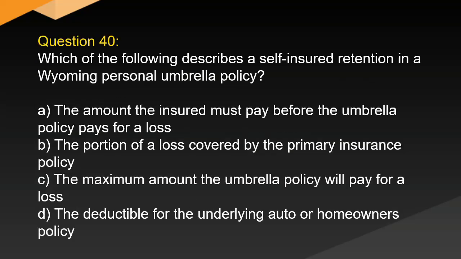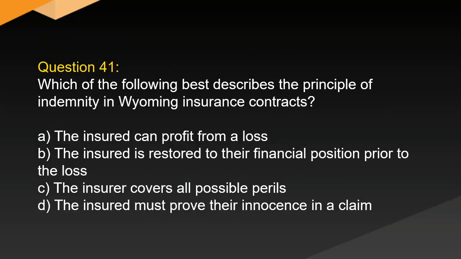Question 40. Which of the following describes a self-insured retention in a Wyoming personal umbrella policy? A. The amount the insured must pay before the umbrella policy pays for a loss. B. The portion of a loss covered by the primary insurance policy. C. The maximum amount the umbrella policy will pay for a loss. D. The deductible for the underlying auto or homeowner's policy.